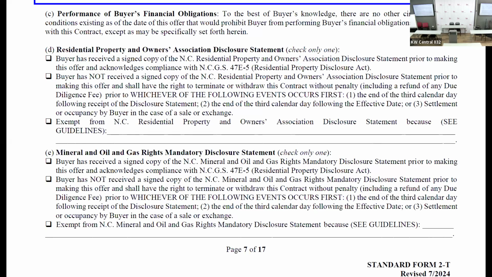It can also be exempt by buyer and seller agreement. So if the buyer and seller say, I don't care, I don't need to see it, then that would be your exemption. And then the property to be transferred consists of less than 1 or more than 4 residential units, meaning it's vacant land or it's 5 or more units.